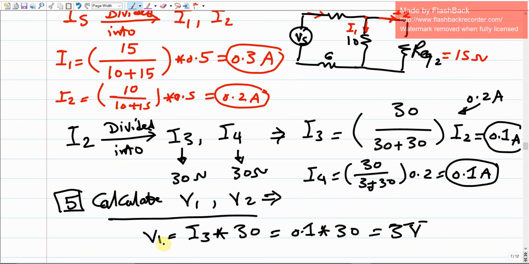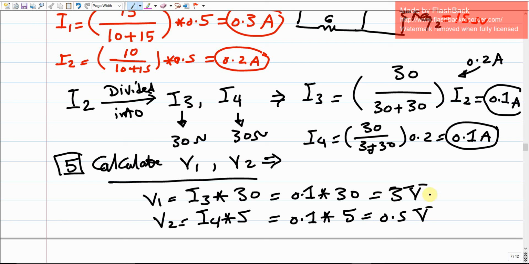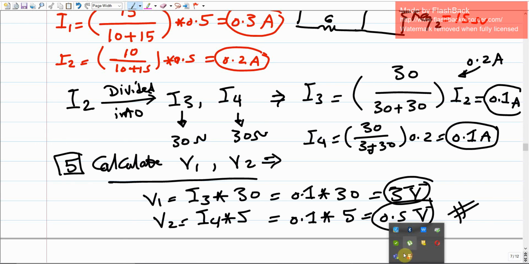And how much is V2? Simply, V2 is gonna be I4 times 5. So it's gonna be I4, which we got also as 0.1, times 5, which is gonna be 0.5 volts. So these are V1 and V2, and these are the requirements for this example.